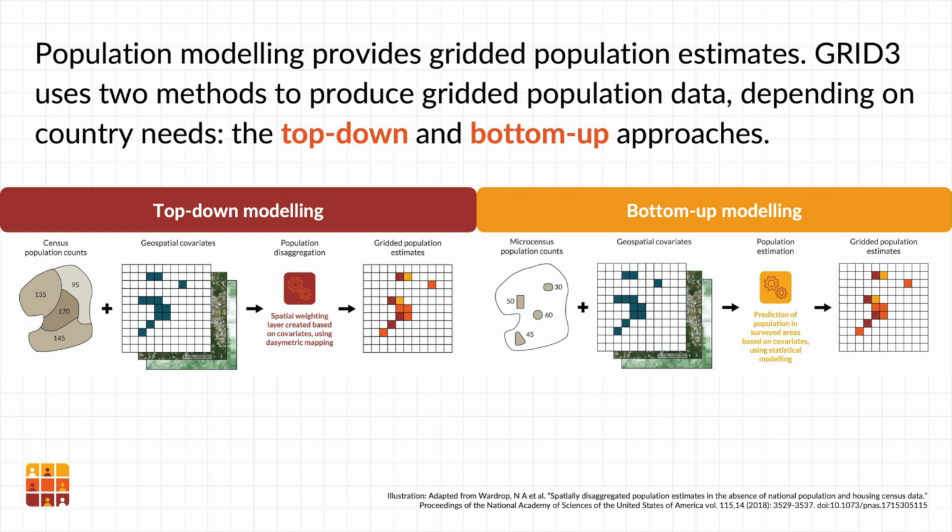This information is then linked to geospatial covariates by means of statistical models, for instance, Bayesian hierarchical models, to estimate the relationship between population and covariates and ultimately predict outside the microcensus areas. Similar to the disaggregation methodology, the output is a gridded surface where population counts are allocated to each settled cell. In the next slides, I will focus on the different components of the bottom-up modeling approach.